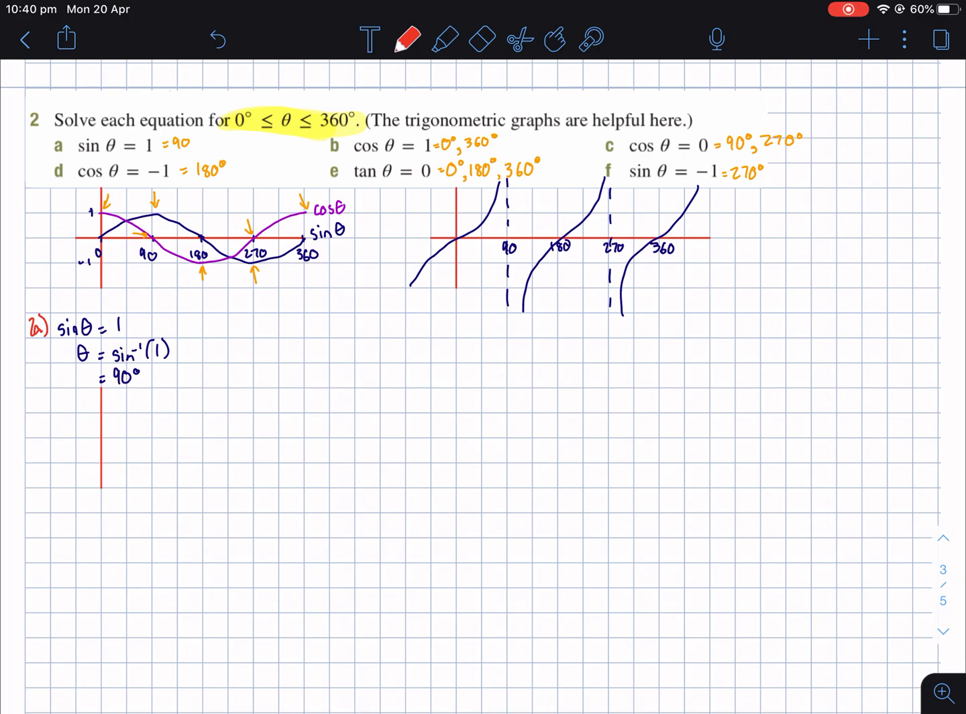Now don't forget, sine theta is y on r, isn't it? So it's whenever y equals r. So it's up here. So if we have a circle, it's only up here, and that's at 90 degrees.